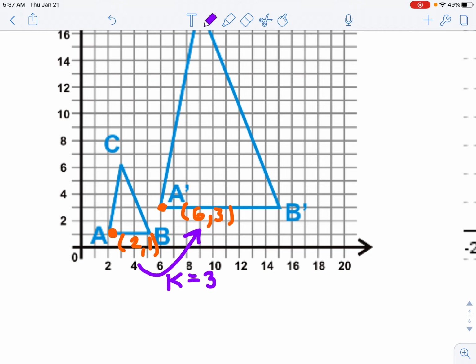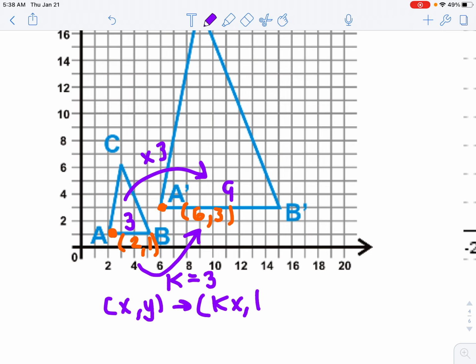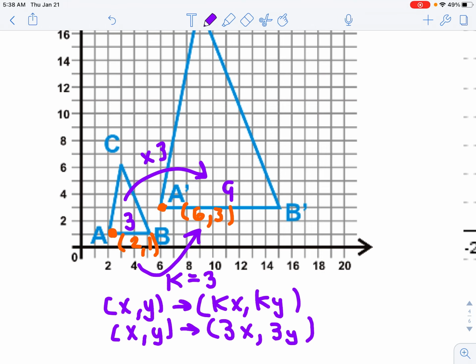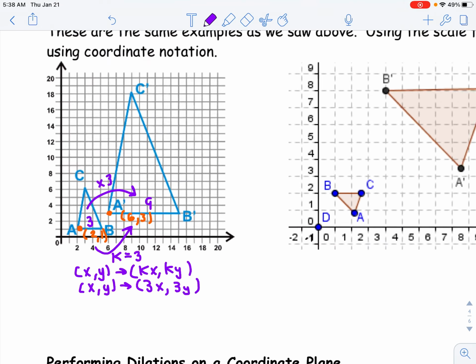You could actually count lengths too and say, well, AB is 3, A prime, B prime is 9. How do you get from 3 to 9? Times by 3. But remember, the coordinate notation, I'm writing this again, is XY arrow KX, KY. It's multiplication. Oversimplifying, if I could use one word to summarize this unit, it's multiplication. Don't you forget that.